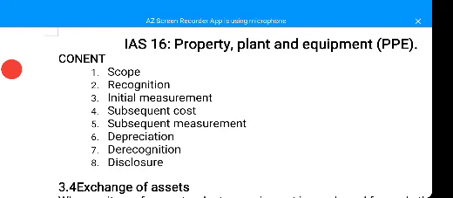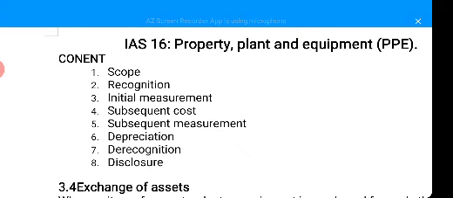Now, this standard, we have the content of the standard. What we have to know with regard to IAS 16: one, the scope of the standard, the recognition criteria, the initial measurements, subsequent costs, subsequent measurements, depreciation. Now, how will we account for depreciation? Then the recognition and disclosure.